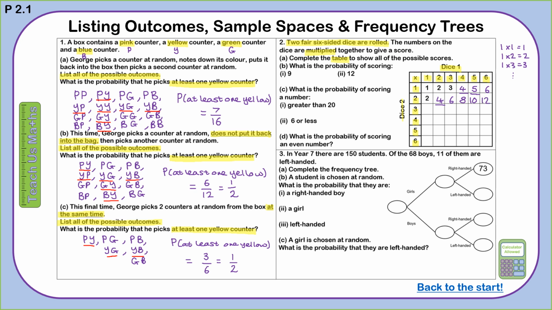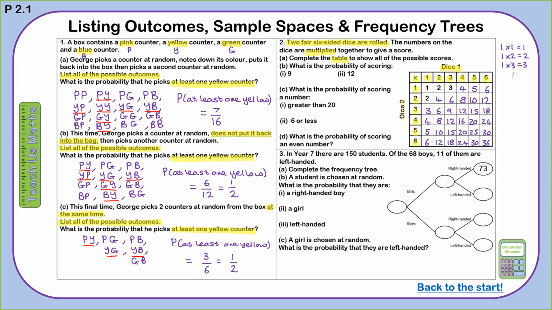and so on. 3, 6, 9, 12, 15, 18, 4, 8, 12, 16, 20, 24, 5, 10, 15, 20, 25, 30, and then the final row, 6, 12, 18, 24, 30, and 36.